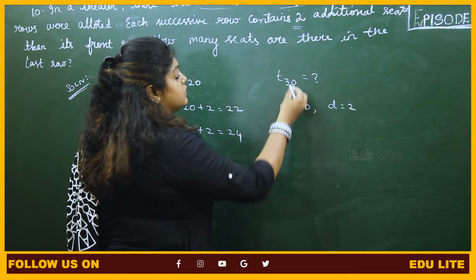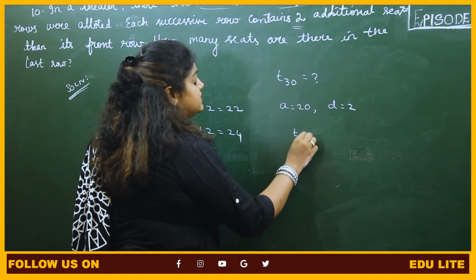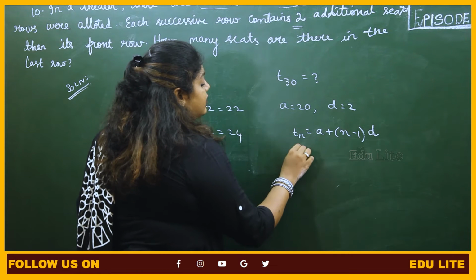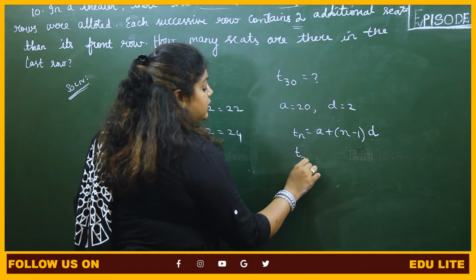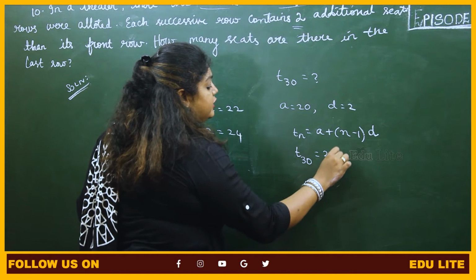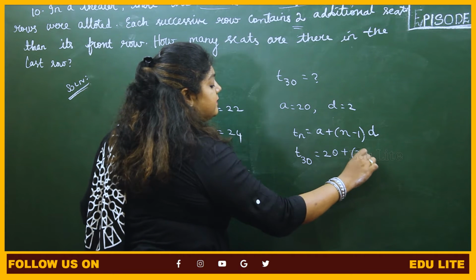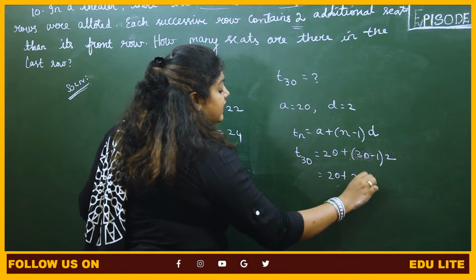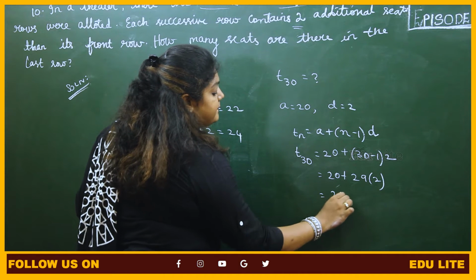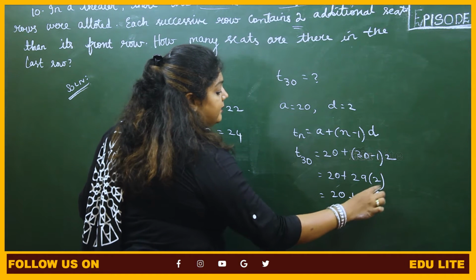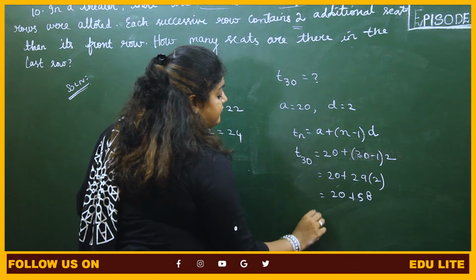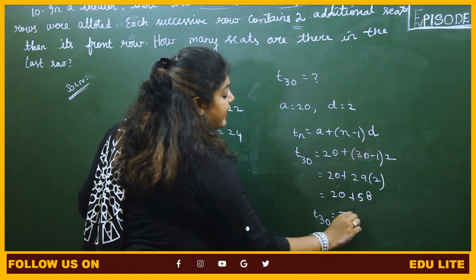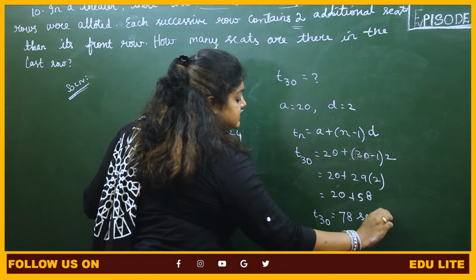So d equals 2. To find T30 we can use Tn equals a plus (n minus 1) into d. Substituting n as 30, a is 20, plus (30 minus 1) into d, which is 2: 20 plus 29 into 2, 20 plus 58, which is 78. Therefore T30, that is, in the 30th row we have 78 seats.